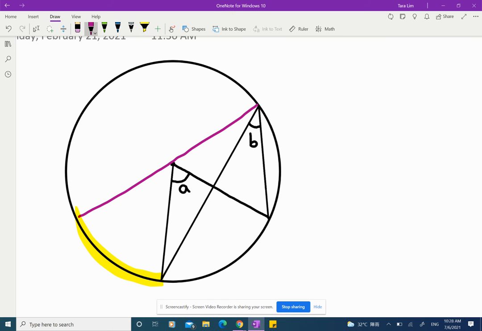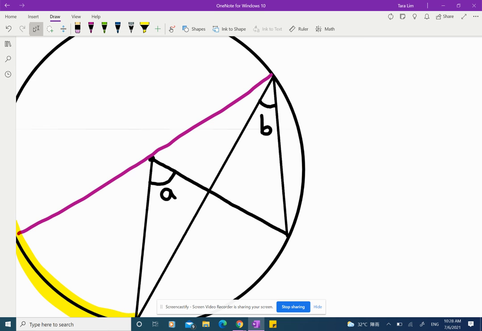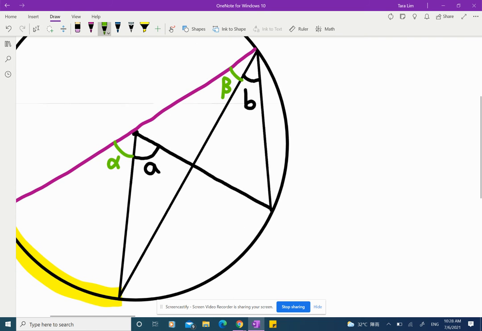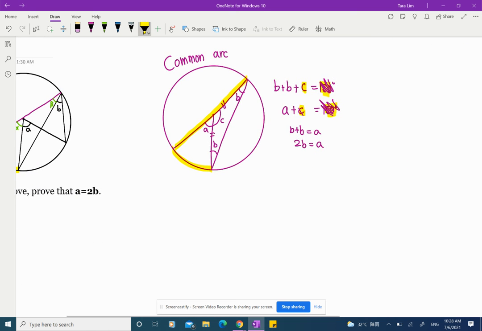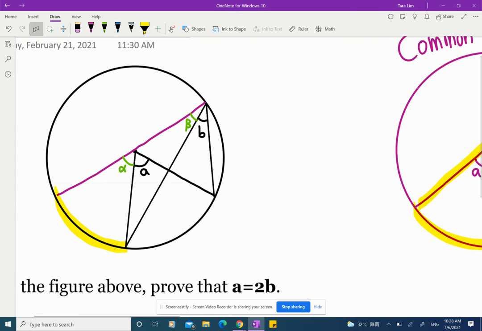Then I'm going to label the next thing, because labeling is very important. If you don't label, you might mess up easily because you don't know which one is which. So I'm going to label this, let's say, okay, I'll use different colors. This is beta, and I'll say this is alpha. So alpha is drawn like that.